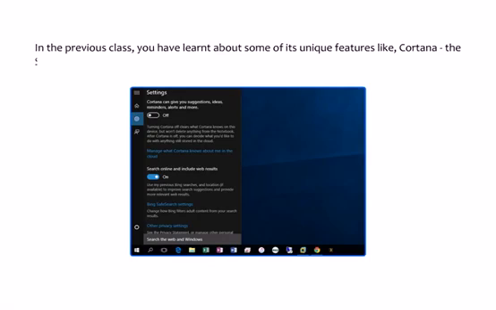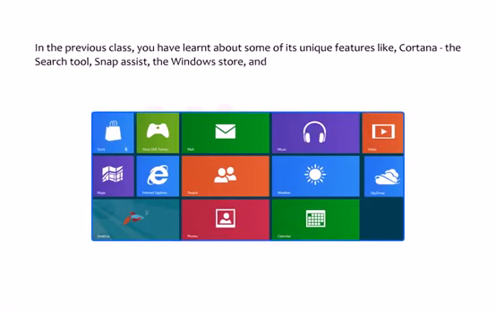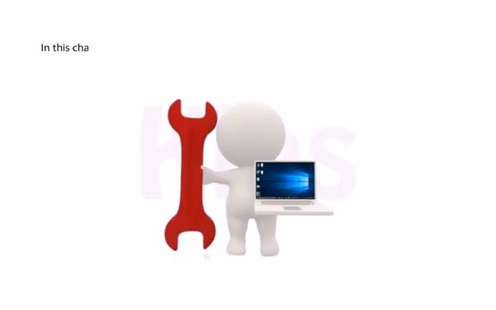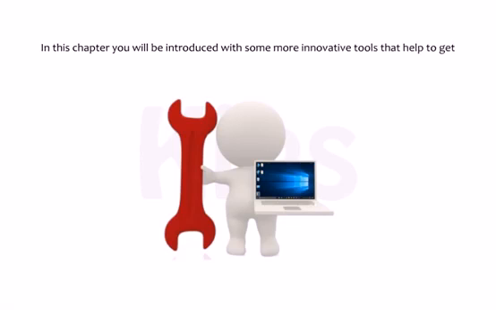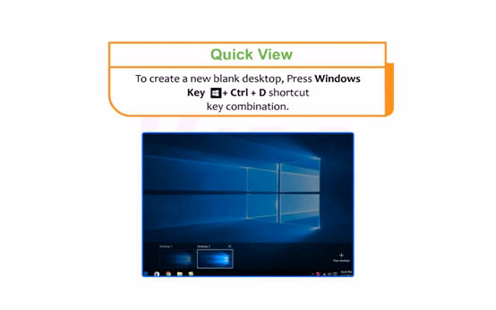In the previous class, you have learned about some of its unique features like Cortana, the search tool, Snap Assist, the Windows Store, and a bundle of universal apps, etc. In this chapter, you will be introduced to some more innovative tools that help to get things done fast. Students know that to create a new blank desktop, press Windows key plus Ctrl plus D shortcut key combination.